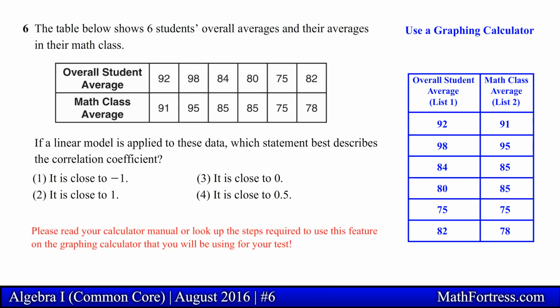Please read your calculator manual or look up the steps required to use this feature on the graphing calculator that you will be using for your test. Usually, the program can be found under the name linreg. By using linreg, we obtain a correlation coefficient approximately equal to +0.92. By using this value for the correlation coefficient, along with the plot of the points we drew earlier, we can conclude that option 2 is the best choice.